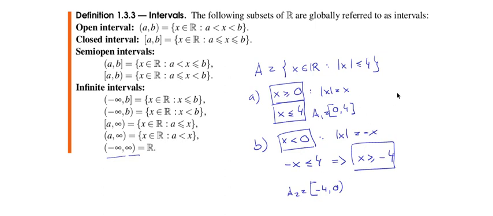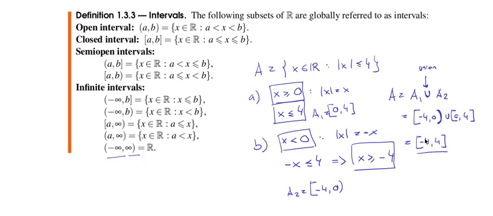Now A is the union of these two sets, because this is for x in R, so we separated x in R in two cases so that when you join them, you have the whole of R. So A is the union of these two sets. So we have [minus 4, 0) and the union with [0, 4]. And you can see that this is [minus 4, 4]. And you can apply the definitions to see why this is true.